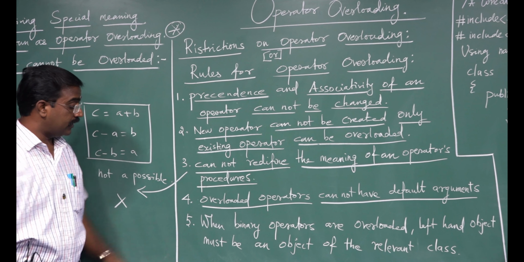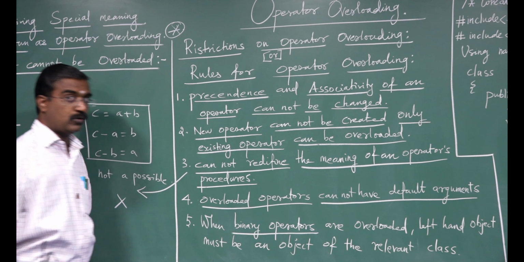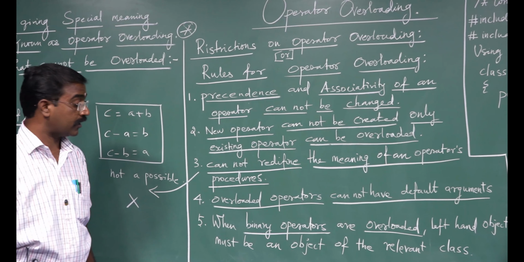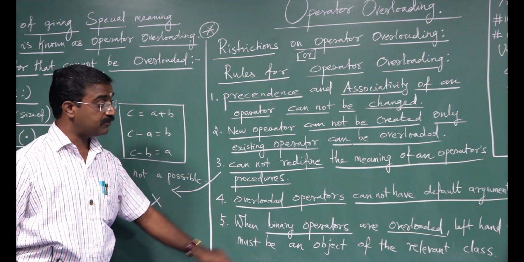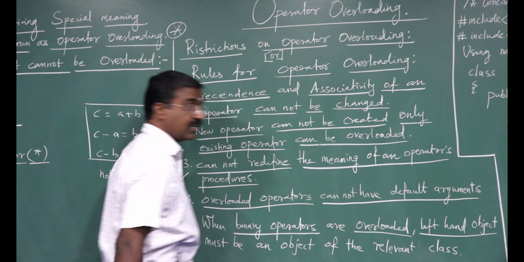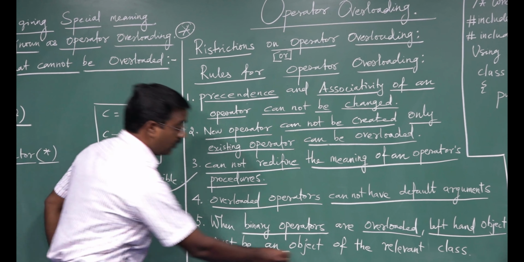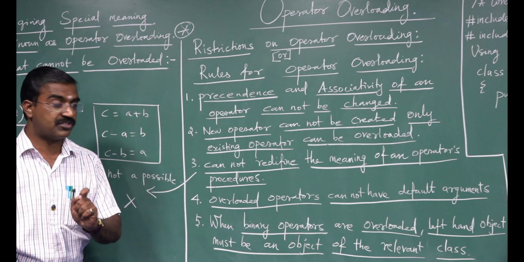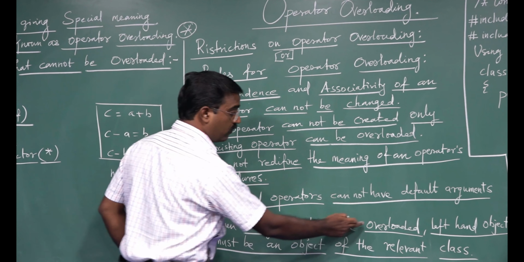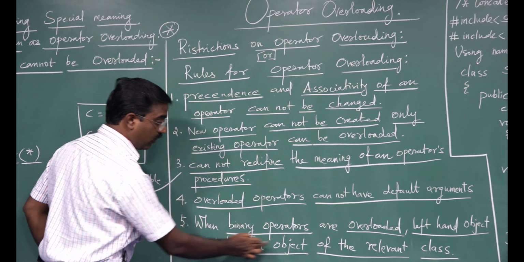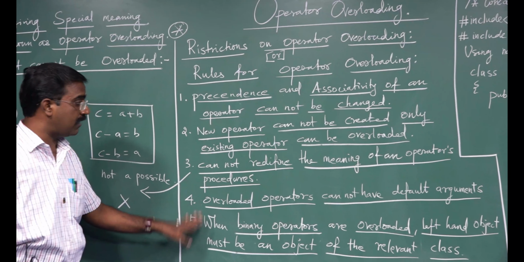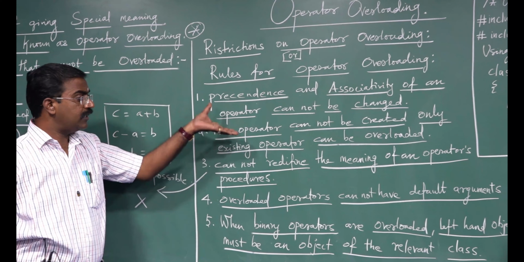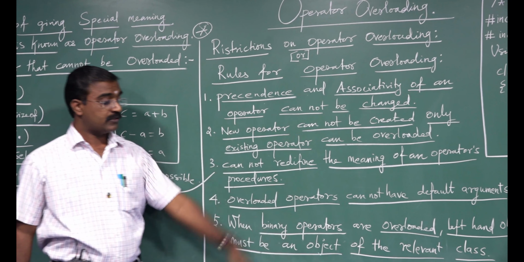Now, the final rule: when binary operators are overloaded, binary means two operands. A very important one-mark question: unary, binary, ternary, the answer is binary. The left-hand operand must be an object of the relevant class. Again the last point, my dear children: when binary operators are overloaded, the left-hand object must be an object of the relevant class. We will understand these rules when I explain the program, and when to apply them. So slowly we'll go into a program.